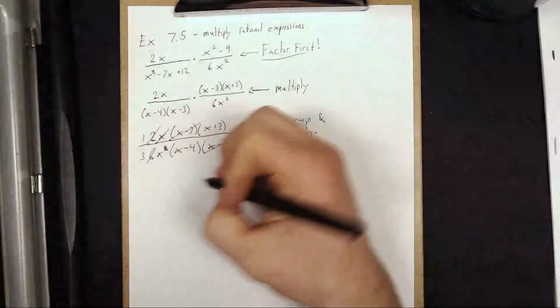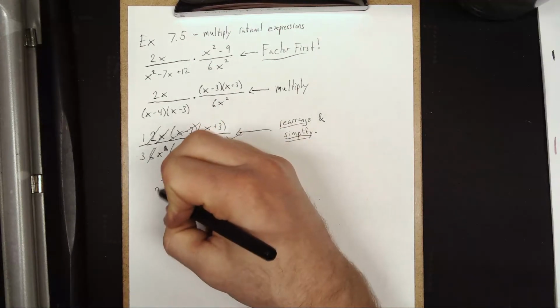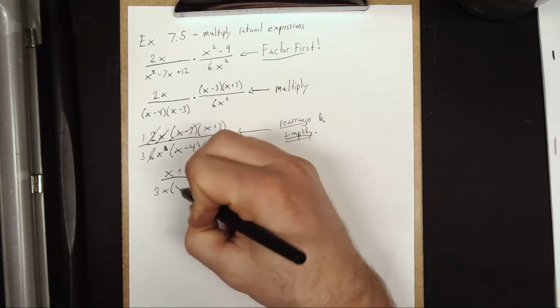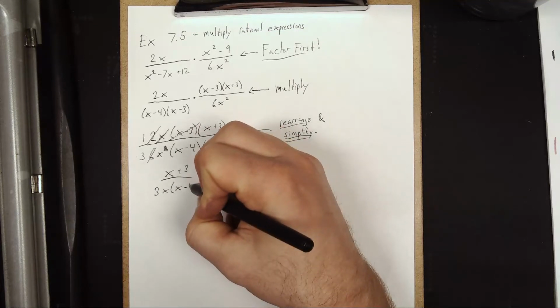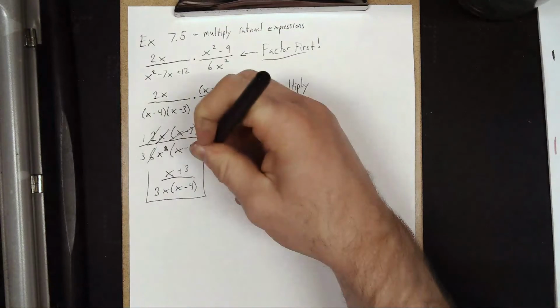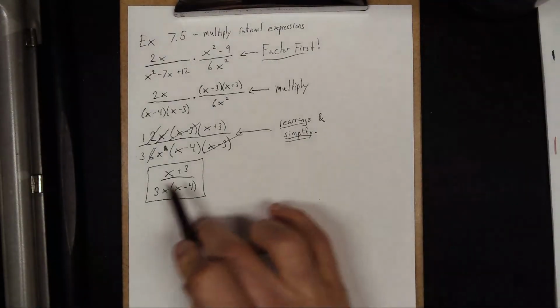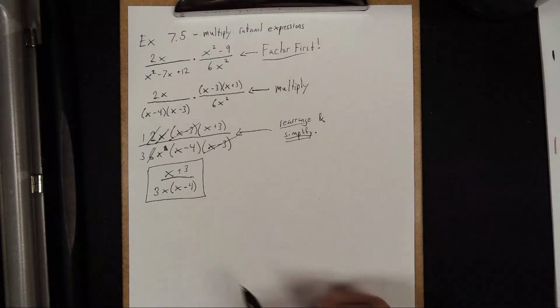So what are we left with? Well, x plus 3 over 3x times x minus 4. And you're going to leave it just like this. You're going to leave it just like that because it makes things really easy when we're finding where this thing's undefined.